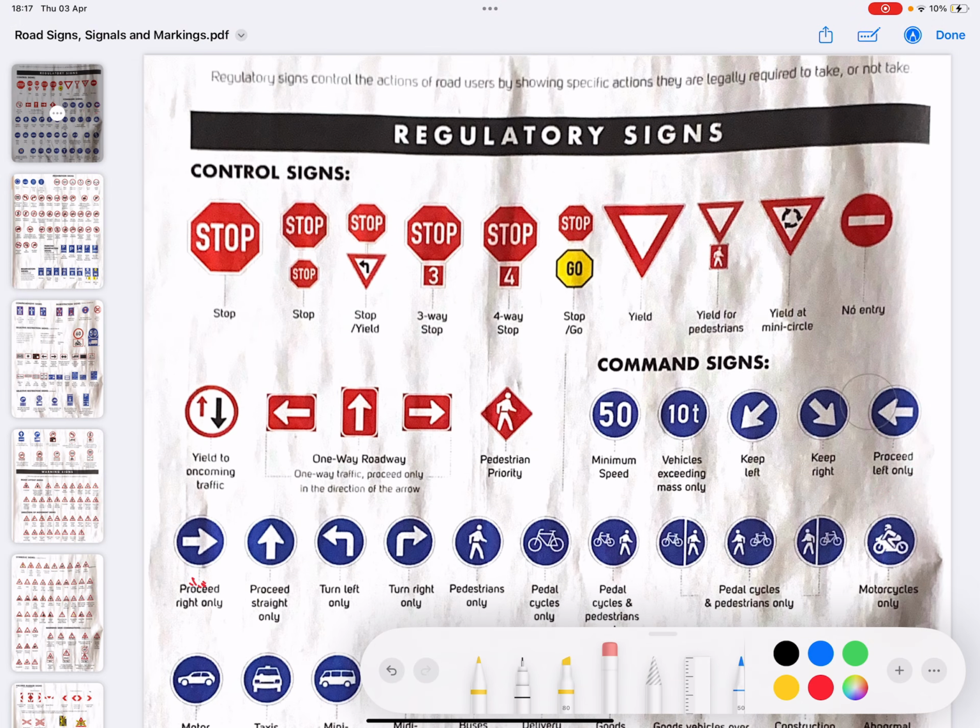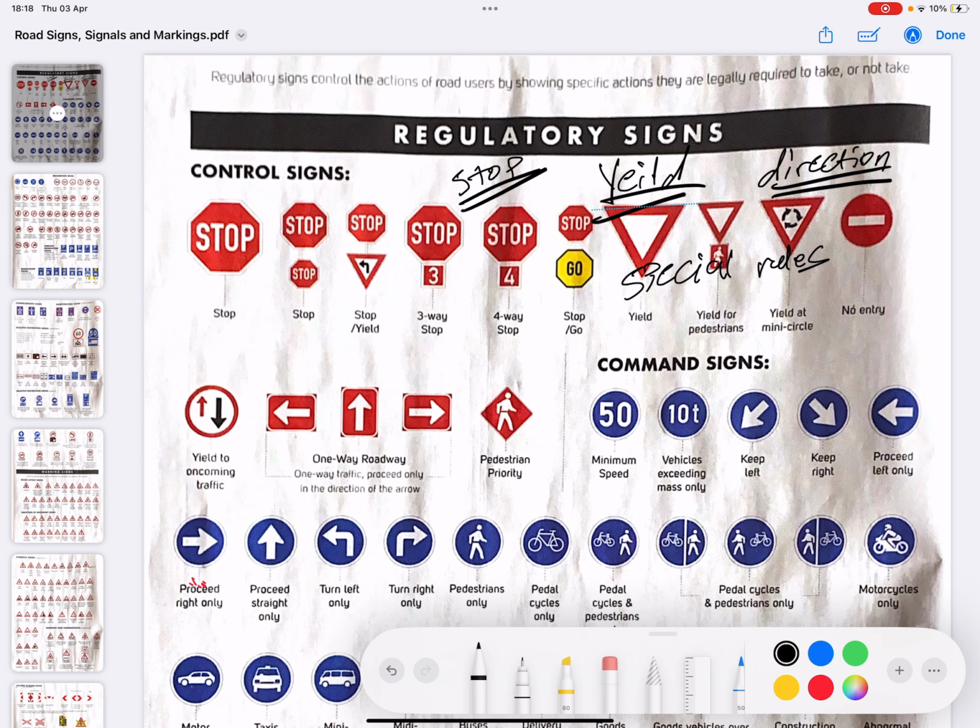Control signs, the control signs, they tell you four things. They tell you where to stop, where to yield, in which direction to drive, and what special rules apply. Where to stop, where to yield, in which direction to drive, and what special rules apply. They tell you four things.